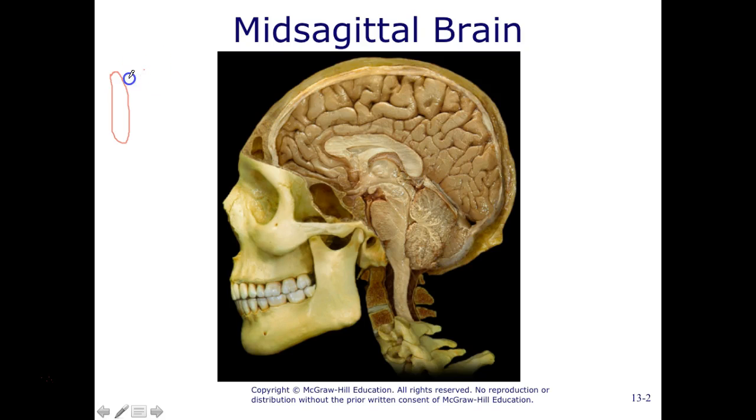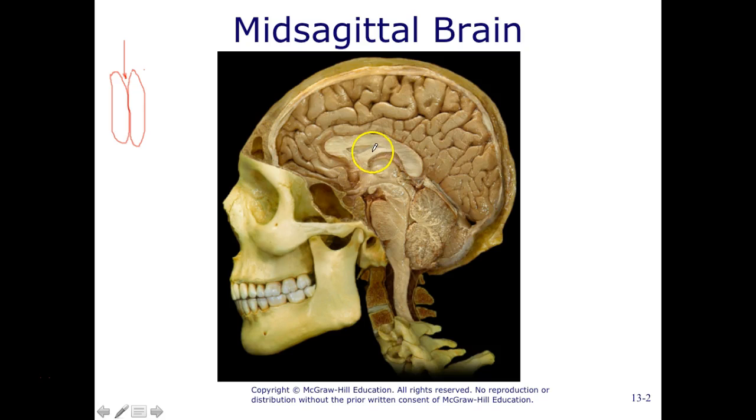So we have two of them, and when they butt up next to each other, there's a wall that's created here. And this wall is called the septum pellucidum. It's a thin connective tissue that's sitting between those two spaces. So that's what we're seeing here, the septum pellucidum.